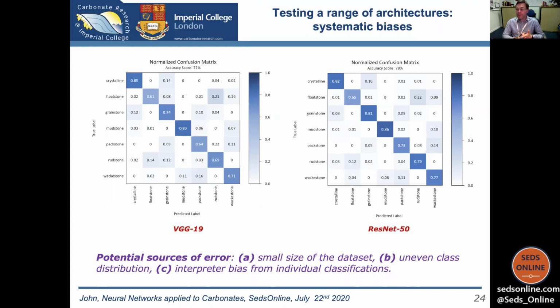We probably have an uneven class distribution. And as a matter of fact, we know we have an uneven class distribution. By this, I mean we have more of the Mudstone than the Rudstone, for instance. And that is a problem when you train your network. You want to have an even distribution of classes. So again, A and B mean we need to get more data. Well, that's not too hard to do. It's time consuming, but we can do it.